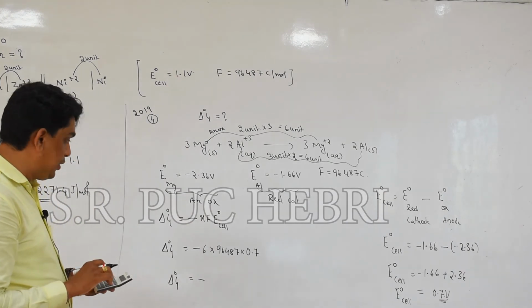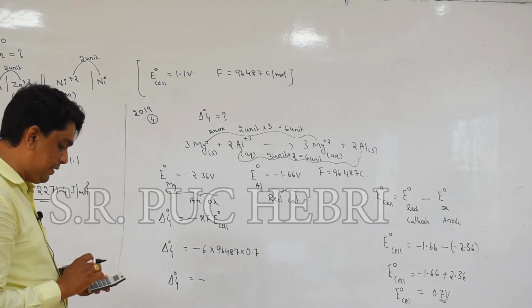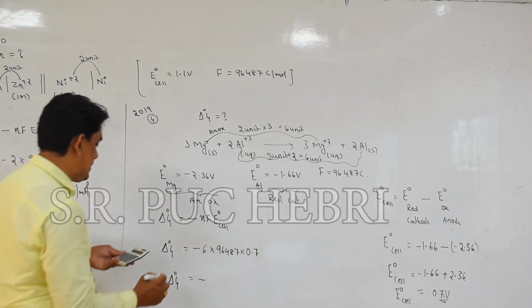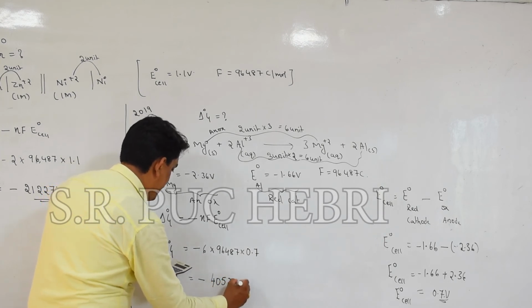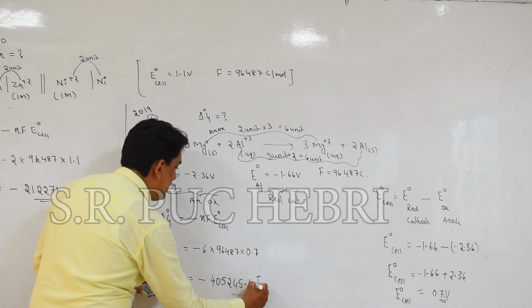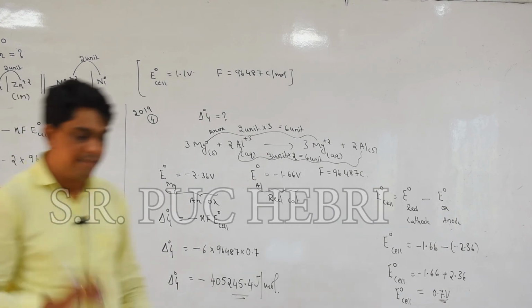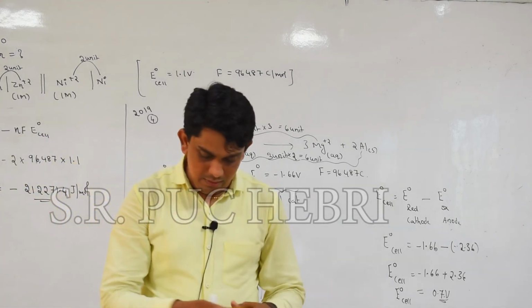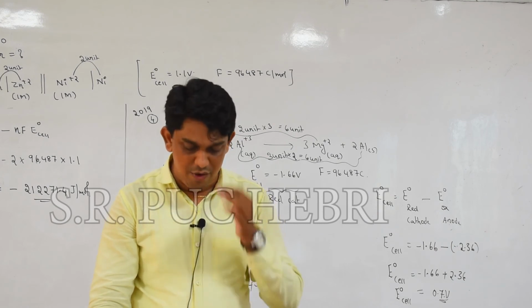It is 6 into 96,487 into 0.7, and the answer that you will get here is 405,245.4. You know it is energy, so it is in joules per mole. It's done. Let me take the next question, and I think now I can give you homework.